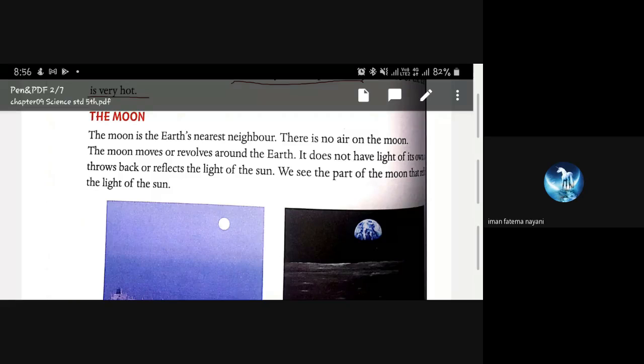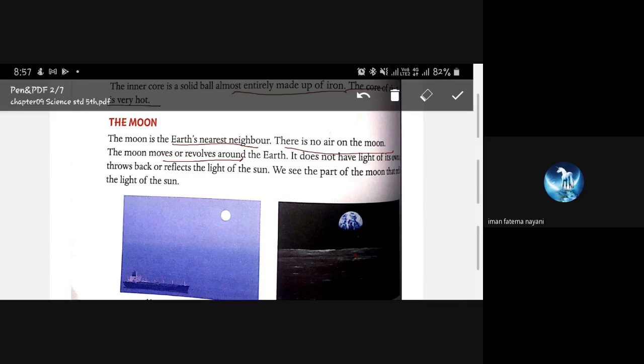Okay. The moon is the Earth's nearest neighbor. There is no air on the moon. The moon revolves around the earth. It does not have light of its own, it throws back or reflects the light of the sun. Why? It does not have any light of its own, but it reflects the light of the sun. Okay, जिसके पास होती है ना वो उसकी लाइट नहीं होती है but वो रिफ्लेक्शन होता है sun का.